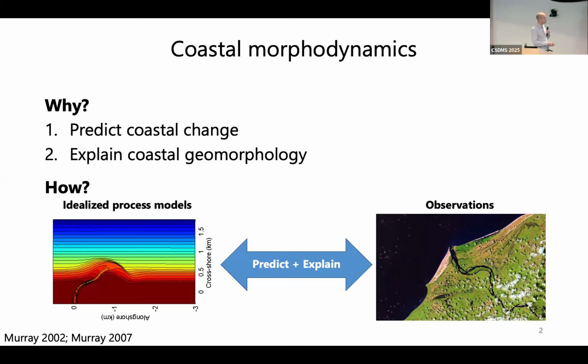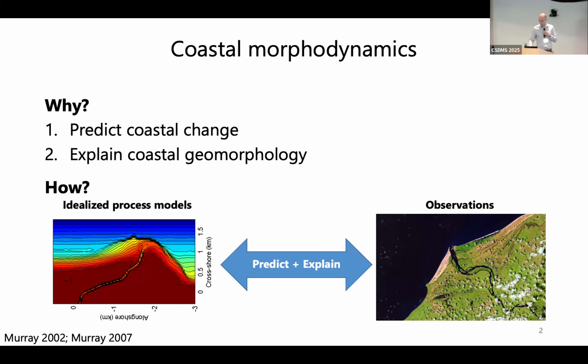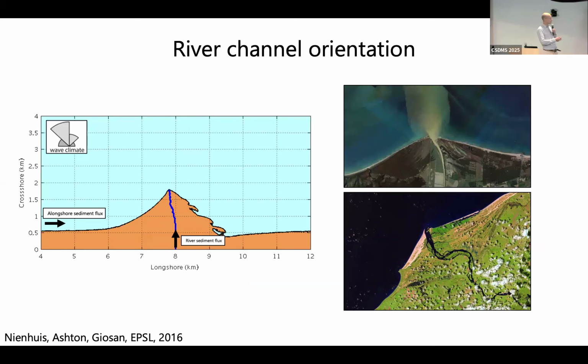But in trying to marry these 2 things, I think you can do both this prediction element of coastal change and also this explanation element. So really try to gain some understanding about the world. And I'll go through several of these projects where we try to marry these two different things. One, for example, is from a PhD work that I did with Andrew Ashton quite some years ago now, where we're really interested in river channel orientation, right?